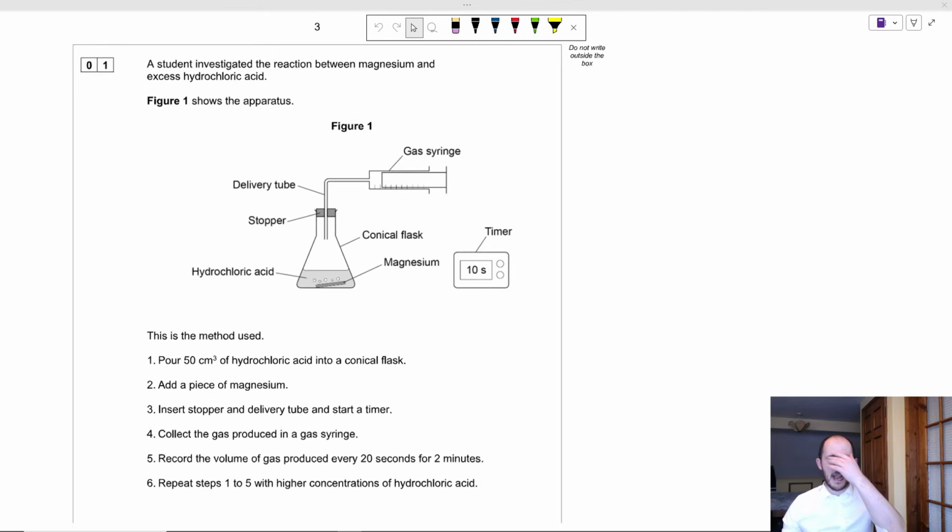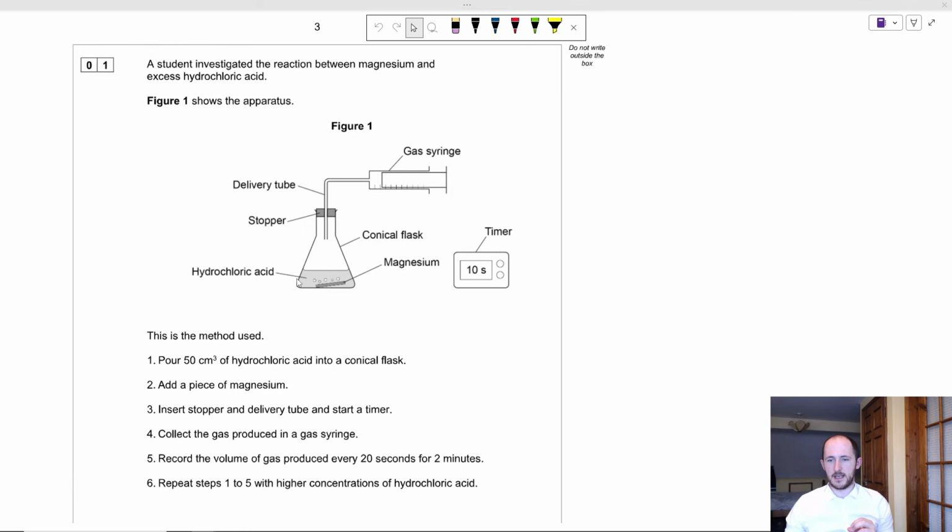So for the first question, we have a fairly simple experiment that they're running, and what they're trying to investigate is the reaction between magnesium and hydrochloric acid. So they're looking at rates of reaction, and this is the setup, the apparatus that they have, and this is the method.